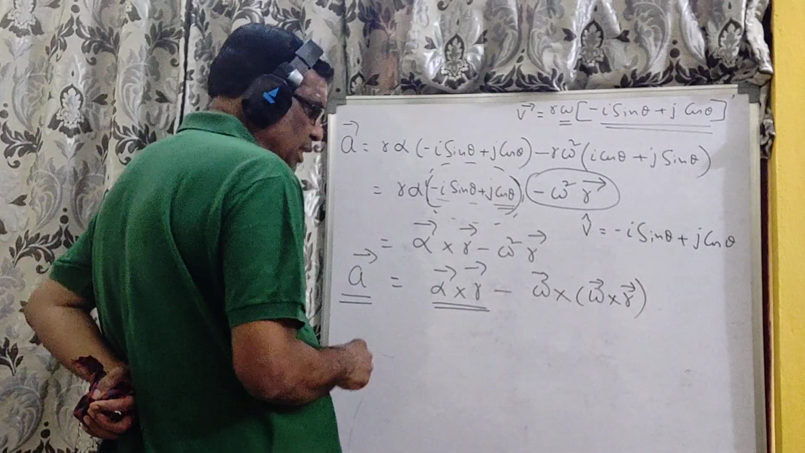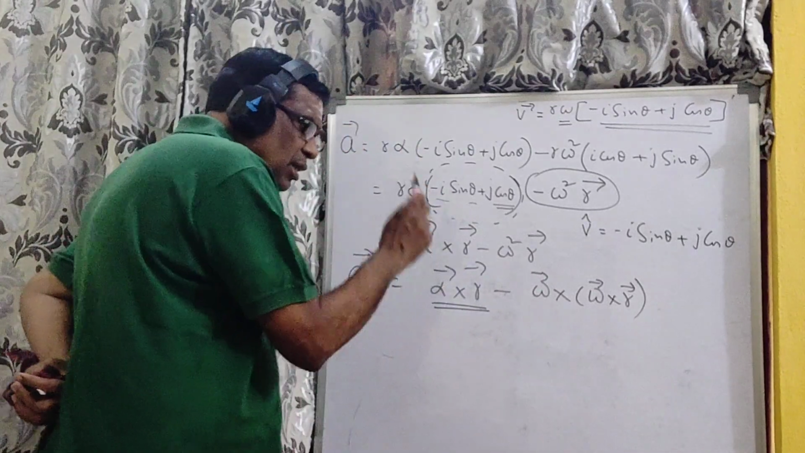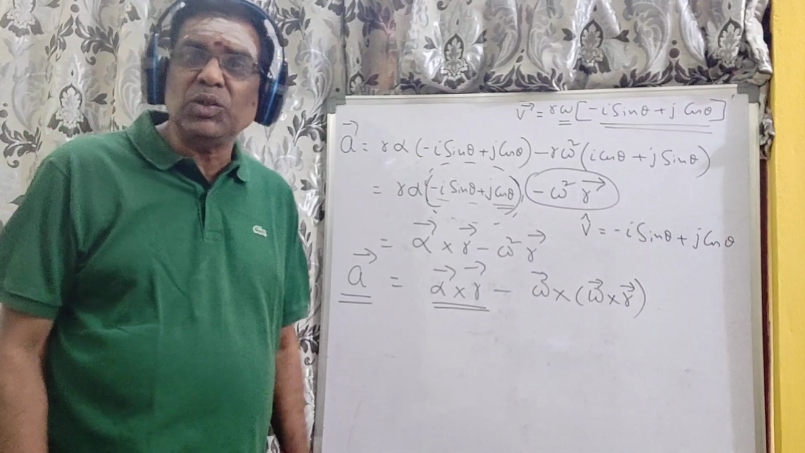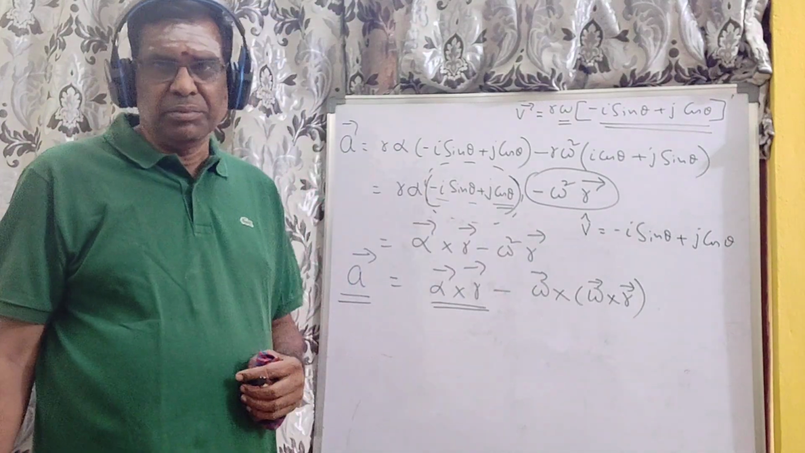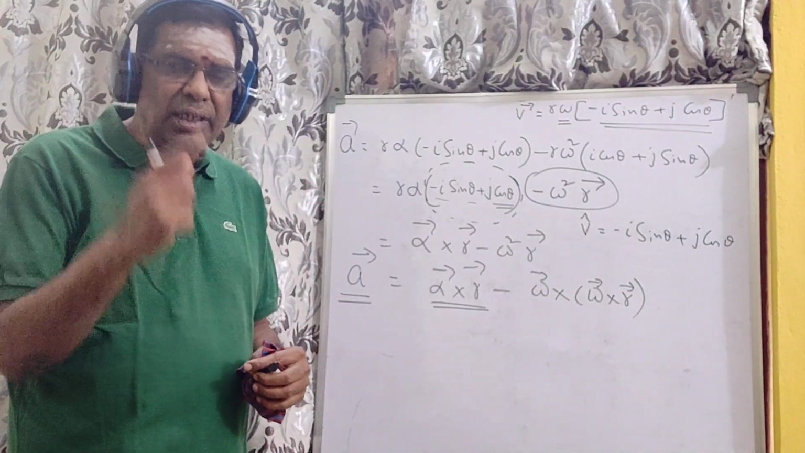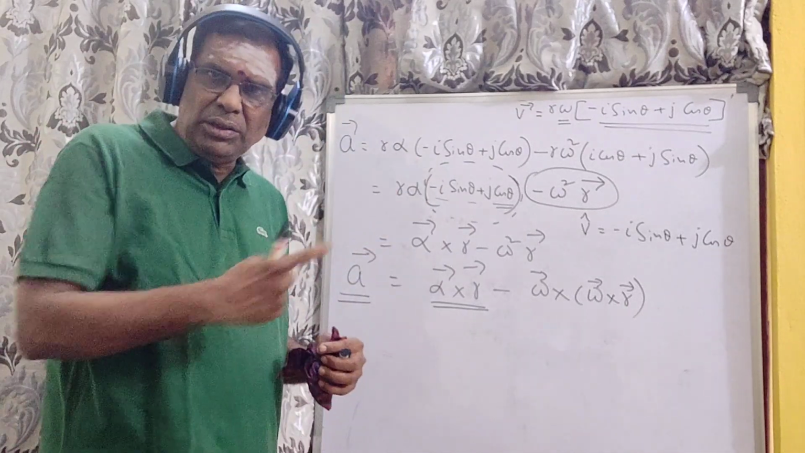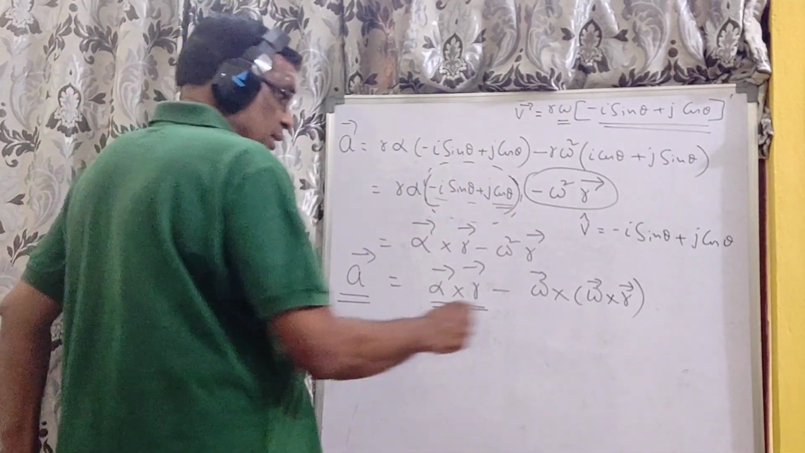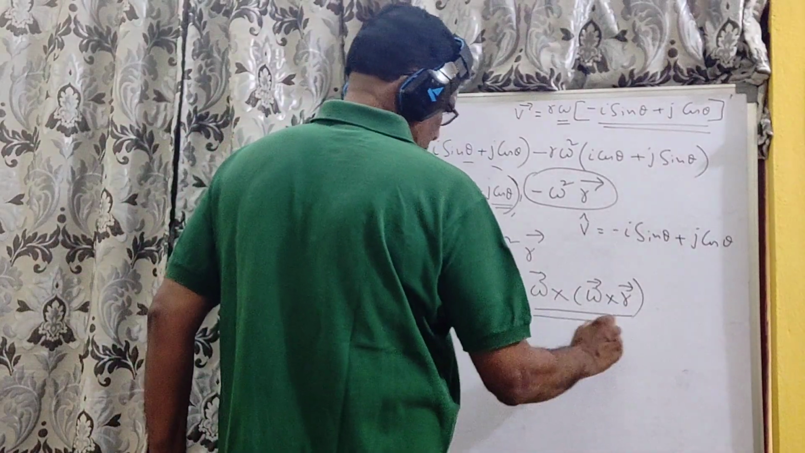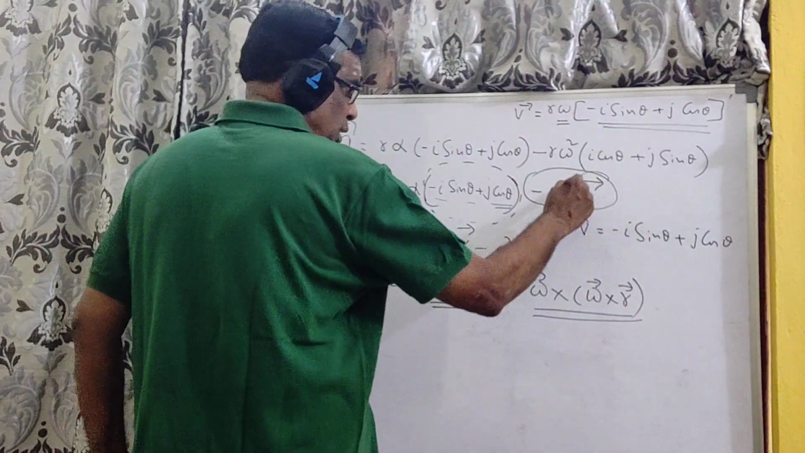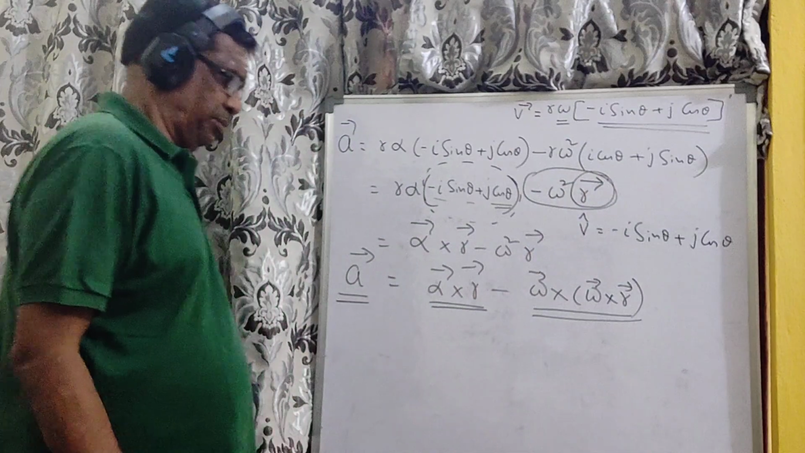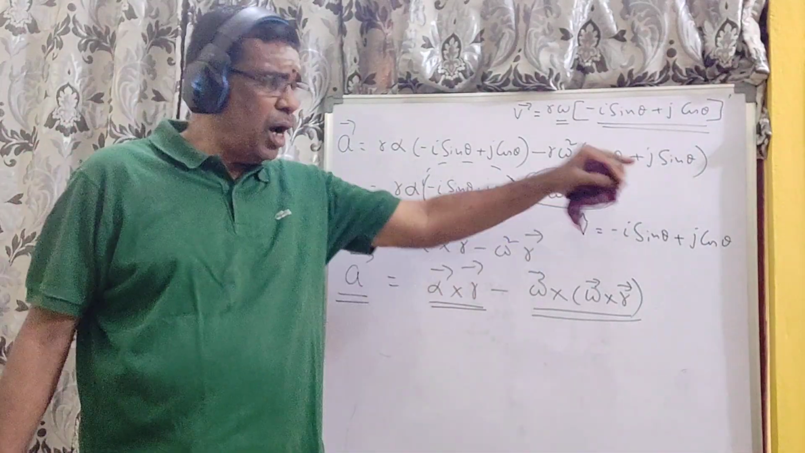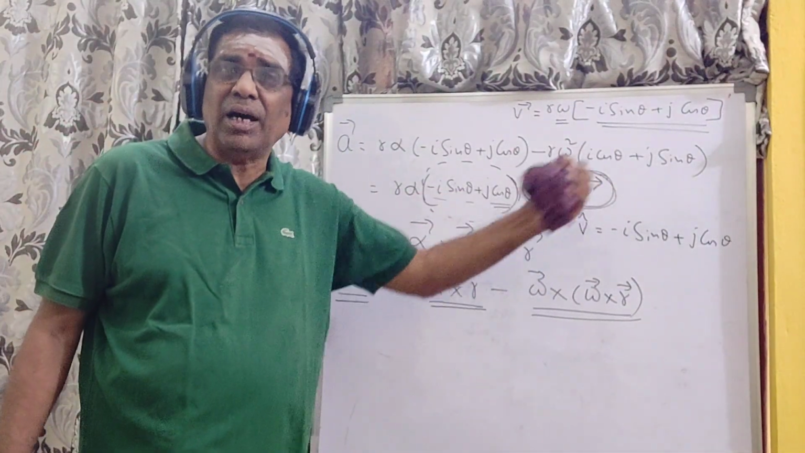One is this, which is tangential to the velocity. What will be tangential to the velocity? Either along the velocity or opposite to the velocity. And this one, what is the direction of this? R bar, minus R bar.